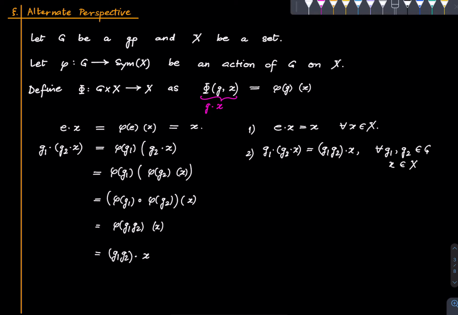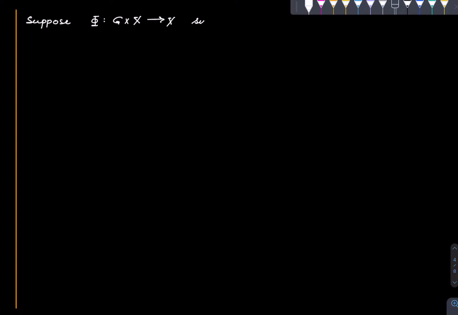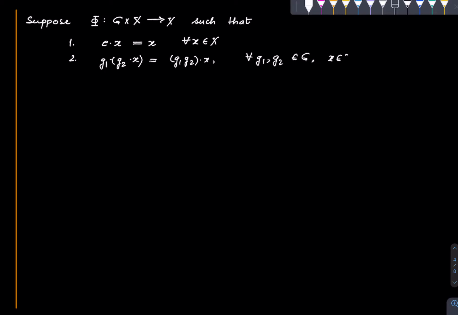All right. Now conversely, suppose we have such a map such that the two properties hold, meaning e dot x is x for all x, and g1 dot g2 dot x is g1g2 dot x for all g1, g2 in G and x in X.